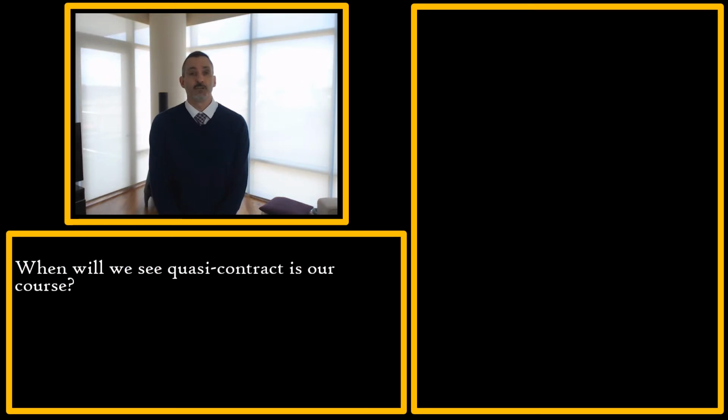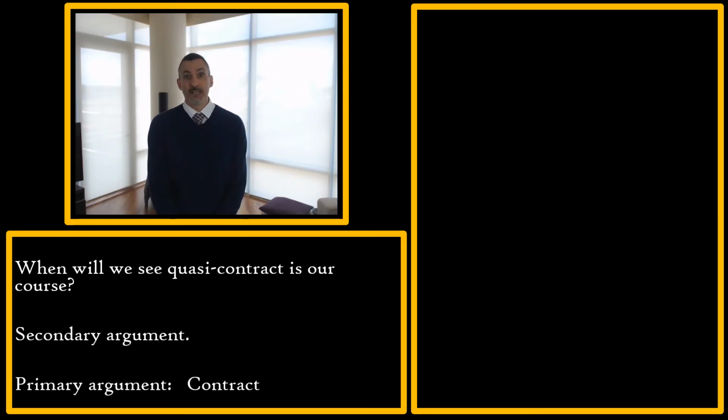All right, here are some final notes about quasi-contract. You might be asking yourself, in this course, when will we actually run across quasi-contract? Well, we'll run across it as a secondary argument. Your primary argument is contract, right? If you can recover from the other party under a cause of action for contract, you will use that cause of action. But if that argument fails, you will argue quasi-contract as a fallback argument.